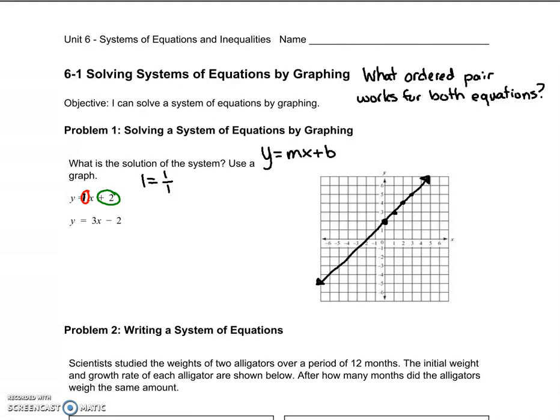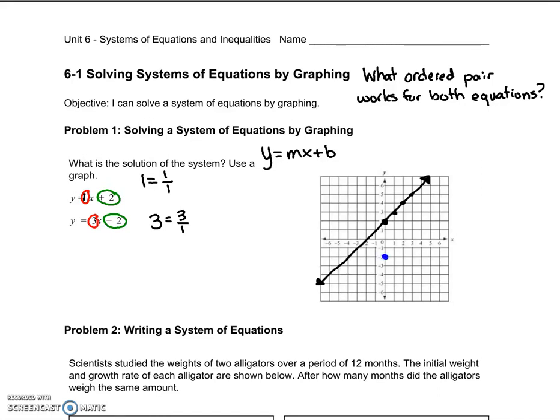So now I need to graph my other one. So my y-intercept is negative 2. My slope is 3. Again, write as a fraction, so 3 is equal to 3 over 1. And I'm going to go ahead and graph those points. So I cross my y-axis at negative 2.